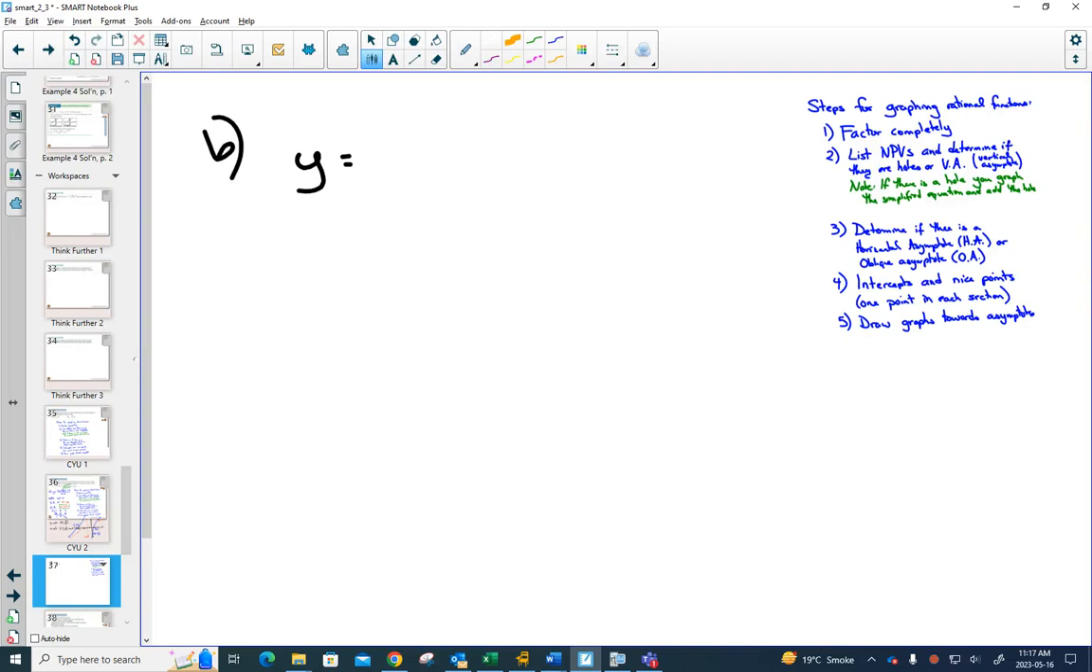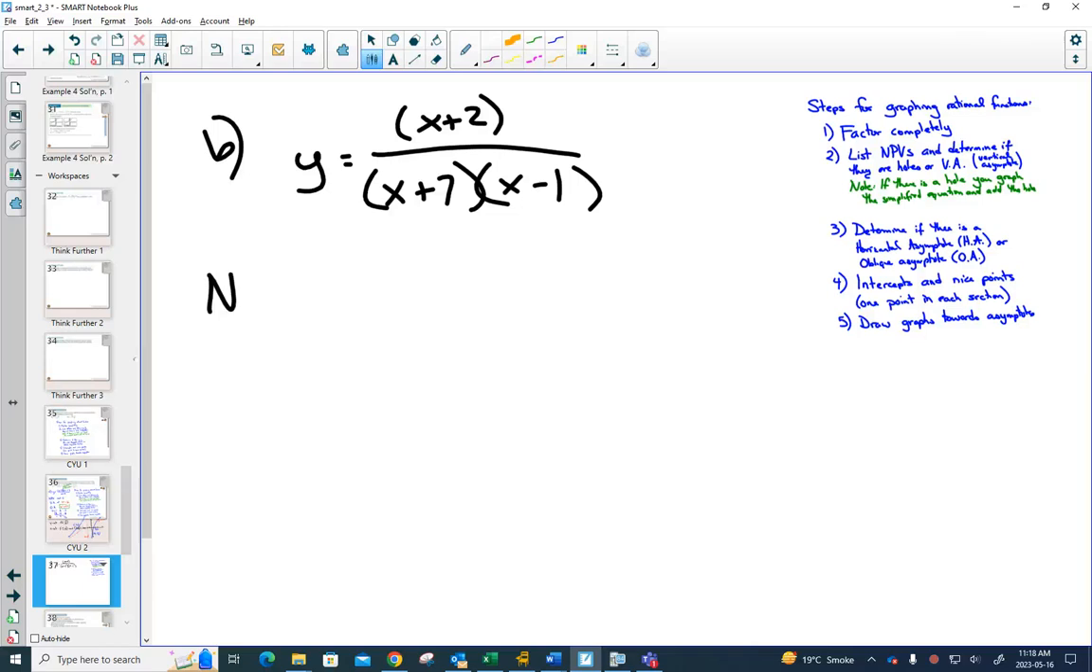Graph B was the same equation. It'll factor exactly the same. But this time the x plus 2 is on the top, and the x plus 7, x minus 1 is on the bottom. So we factored it completely. Our non-permissible values are different.